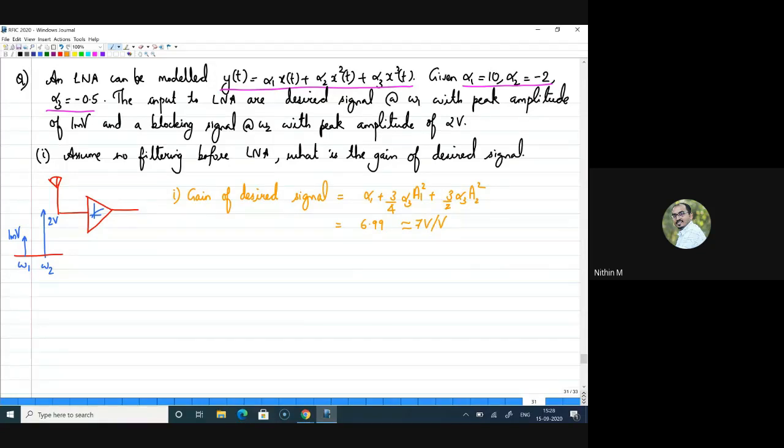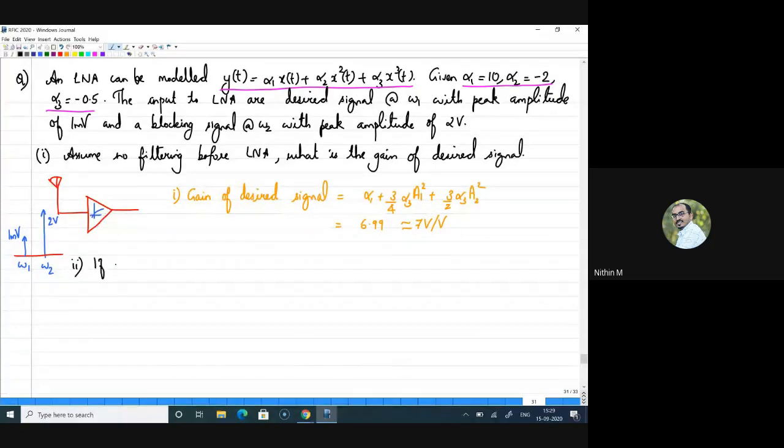Now I hope it is clear. If it is not clear, you can ask now, or I'll open for discussion at the end of the class. Right. Now the second part of the question is, this happened when there was no filter before the LNA, and the signal, the interferer and the desired signal are directly arriving at the input of this LNA.